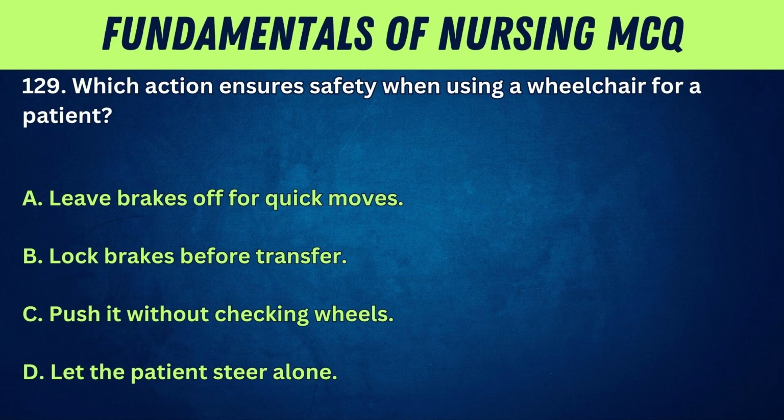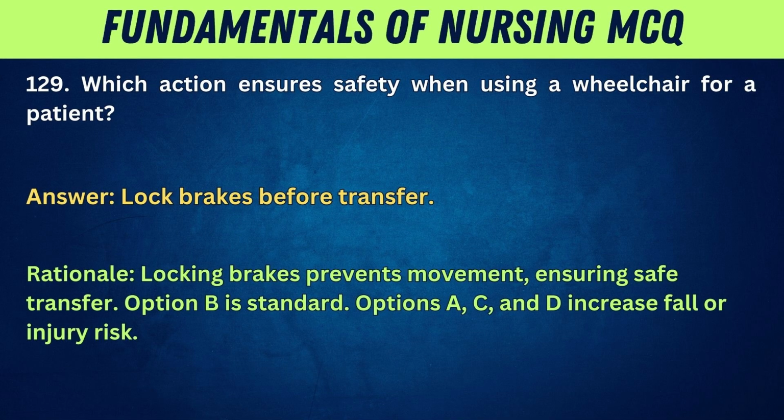129. Which action ensures safety when using a wheelchair for a patient? A. Leave brakes off for quick moves. B. Lock brakes before transfer. C. Push it without checking wheels. D. Let the patient steer alone. Answer. Lock brakes before transfer. Rationale. Locking brakes prevents movement, ensuring safe transfer. Option B is standard. Options A, C, and D increase fall or injury risk.